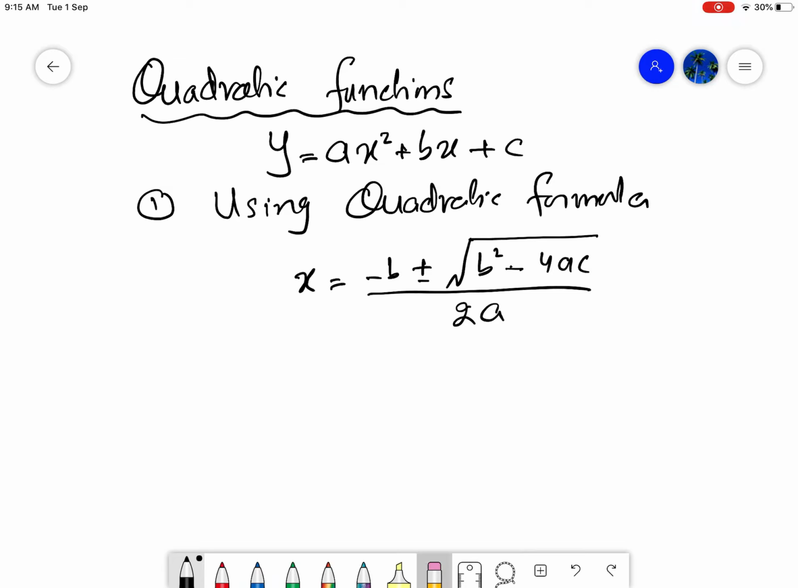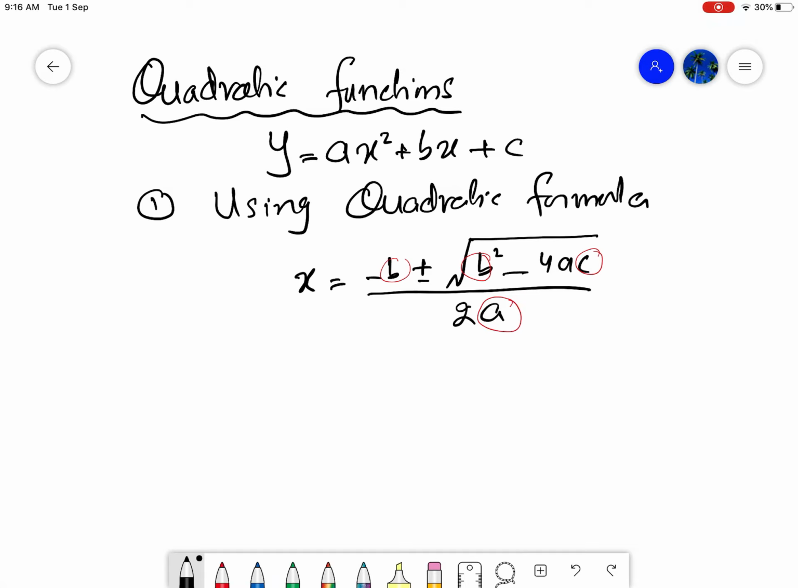Where a is the coefficient of x square, b is the coefficient of x, and c is the constant. So inserting these values in the formula, you will be able to get two different values of x, the solution set of the quadratic equation. And this is your task for today.